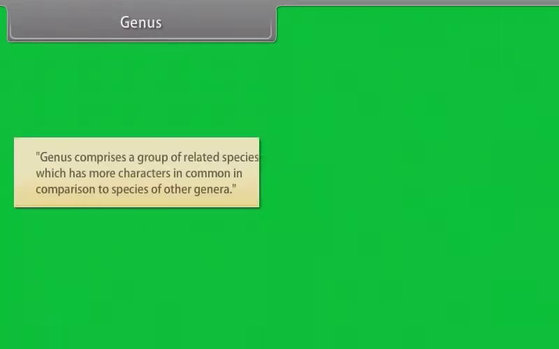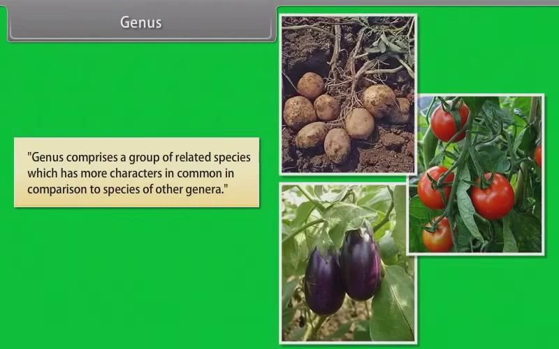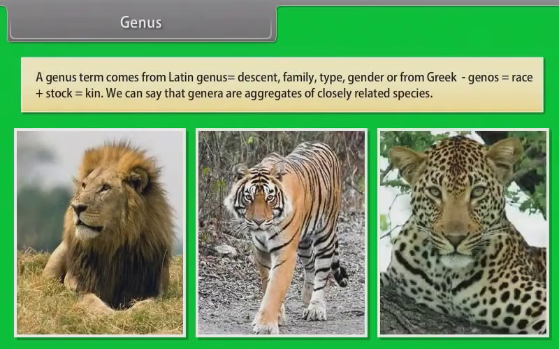Genus. A genus comprises a group of related species which has more characters in common in comparison to species of other genera. The term genus comes from Latin genus, descent, family, type, gender, or from Greek genos, race, plus stock, which is kin. We can say that genera are aggregates of closely related species.